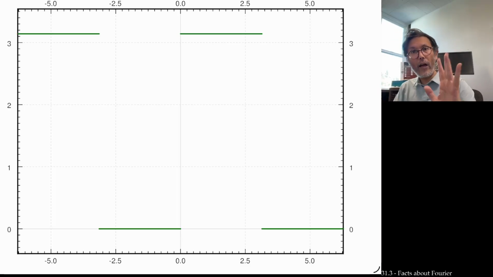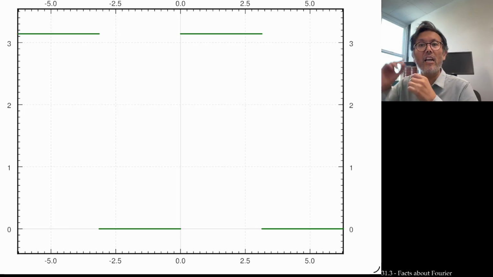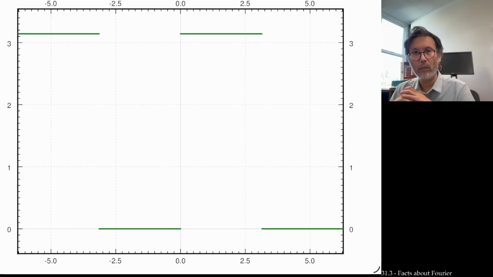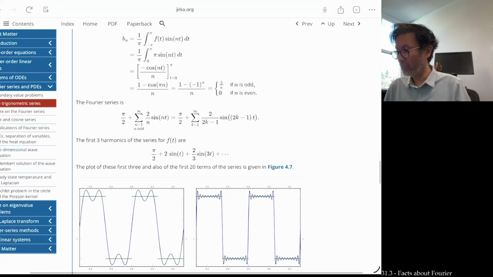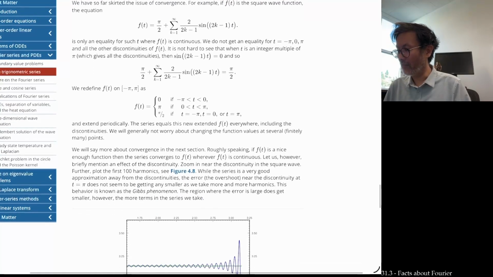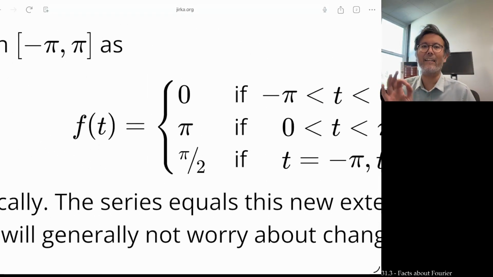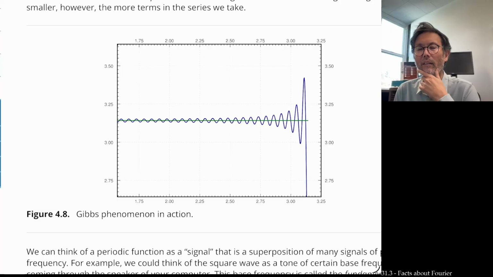And so the fact is, and this is always going to be true when you're dealing with the Fourier series of piecewise continuous functions, that at jump discontinuities the Fourier series will converge to the average value of the left and right limits. So in this case, the Fourier series at 0 would converge to pi over 2. Interesting. You can see that reflected in this argument here: they've defined f of t to be pi over 2. They redefine the function so that the Fourier series agrees with the function exactly. But we're not going to worry too much about that, because what's happening at isolated points is not that important.